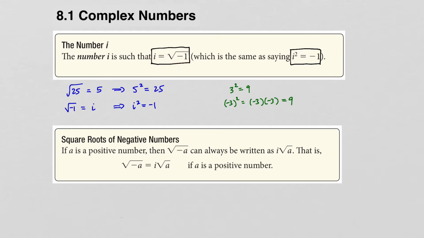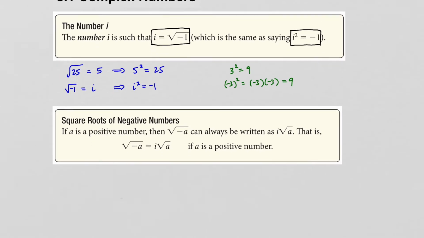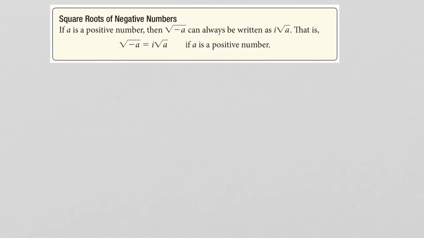Now, another consequence of defining this number that we call I is that we are now allowed to take square roots of negative numbers. And the way we take a square root of a negative number is that if you have the square root of -a, you can factor the negative out of the square root and it becomes I times radical a. And you can see that summarized here.